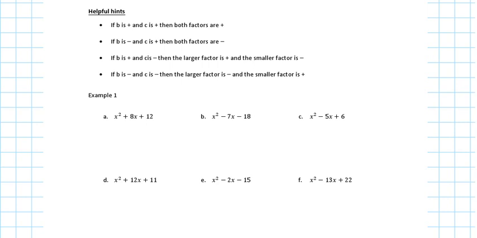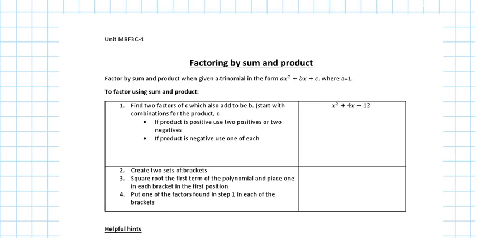So today we're going to factor by sum and product. The process is called sum and product. When given a trinomial in the form of ax squared plus bx plus c, where a is equal to 1. We're only going to learn how to factor with a equal to 1. Okay? If a is not equal to 1, you can't use that process. There is another process, but we don't learn it in this course. Okay? So the whole goal for today is to be able to factor a trinomial, so three terms, when a is equal to 1.